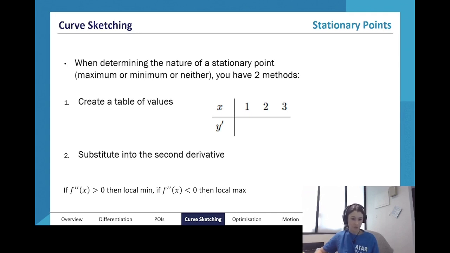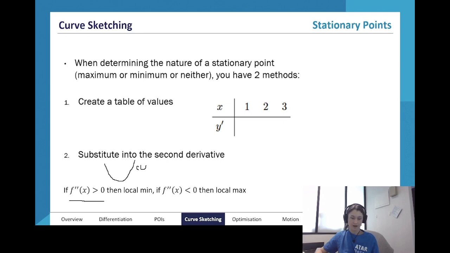The second option is to use what we call the second derivative test, which is where we substitute the x value that we found into the second derivative. And the reason that this works is because remember our second derivative tells us about the concavity of the curve. So if our curve, I'll draw this for you guys, if our curve is a local minimum, then it's going to be concave up, which means that our second derivative is going to be greater than 0.